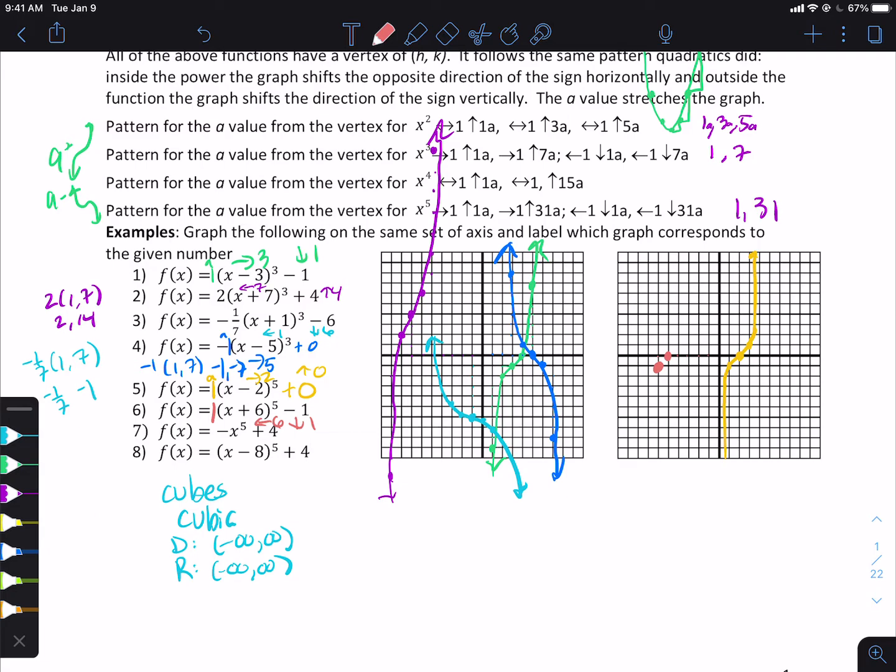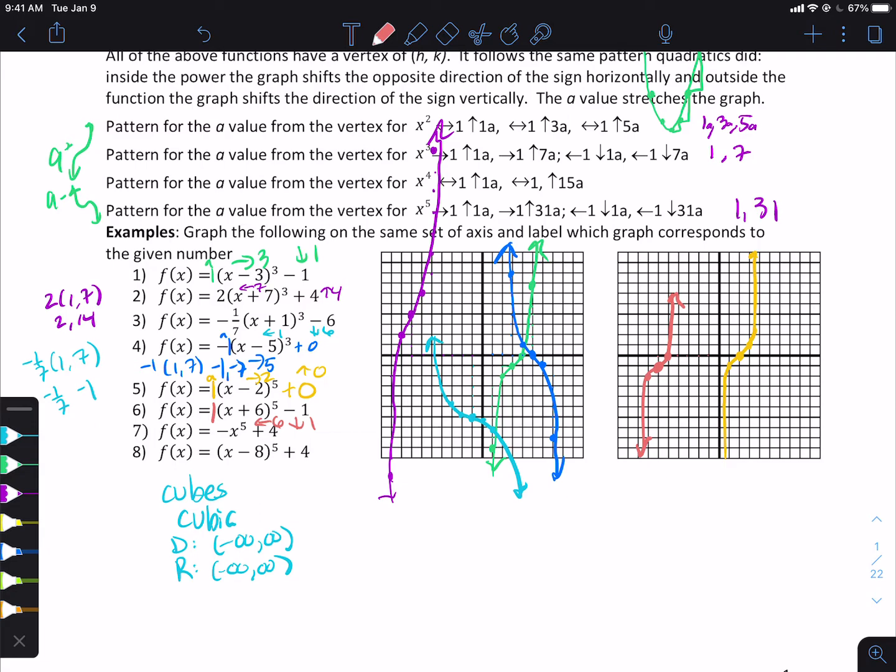Again, because it's a 5th power, I know that it's that disco shape, and then since the a is positive, it's increasing from left to right. So from my vertex, I'm going to go left 1 and down 1, and then I'm going to create my picture. Okay. Again, since it's that disco shape, you're going to be going all the way down and up and all the way left and right.